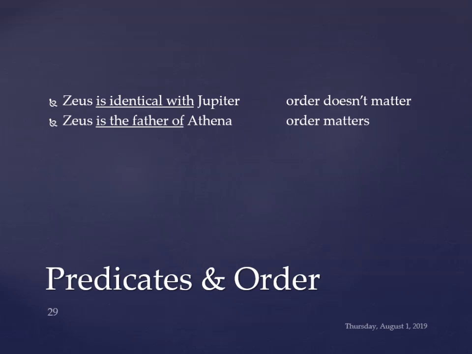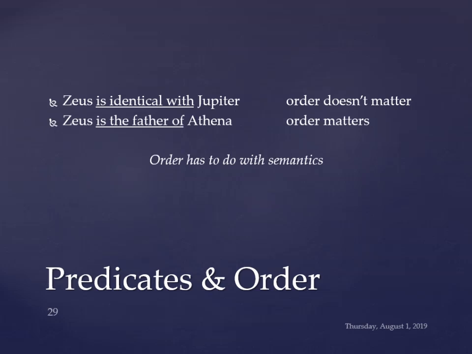Contrast that with this sort of sentence. Zeus is the father of Athena. Here, order matters. You cannot just say that Athena is the father of Zeus and have the truth value stay the same. You're going to go from saying something true to saying something false if you switch the order around. So order sometimes matters. Order is going to have to do with semantics in this case.